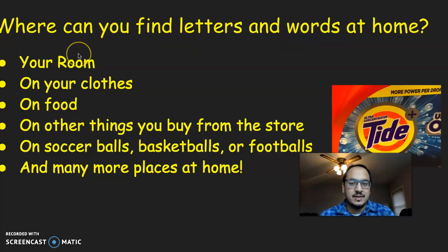So you might find letters and words like that in your room, on your clothes, on food, on other things you buy from the store like toys, maybe on soccer balls, basketballs, and footballs you might see words or any of those kind of things, and many other places at home. Here I have my laundry detergent, which starts with a T, Tide.